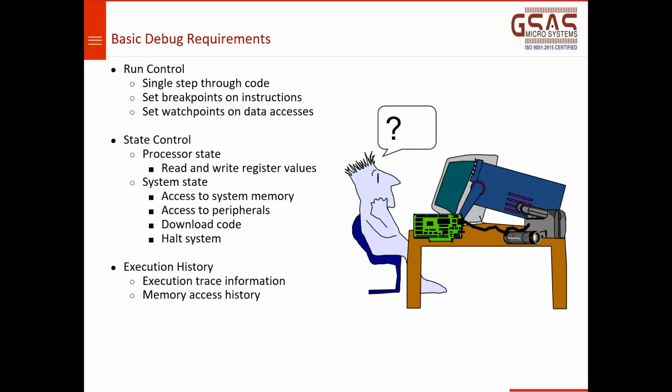Then with the debugger, you should be able to see execution history. I'll talk about that in detail in the coming slides. Execution history includes execution trace information. It means the debugger should sometimes be capable of giving you the trace or the history of the code instructions which are executed by the processor. In the sense, what are all the code bytes the processor has executed by fetching from the RAM or flash, whatever it is.